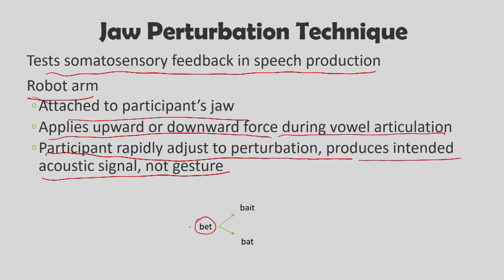For example, people were asked to produce "bet," and an upward or downward force was applied. When the upward force was produced, the word produced by people was "bait," and when a downward force was there, they produced "bat." So, this is the correction that was done. Now, the finding from these studies suggests that the goal of the speech motor plan is not the production of a particular gesture, but rather a particular acoustic signal.